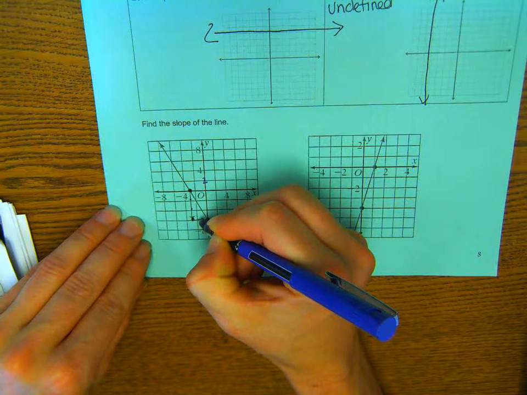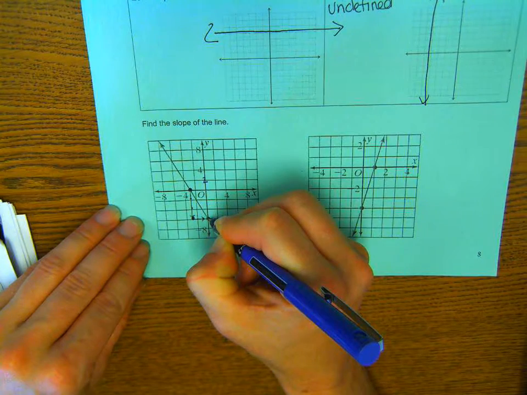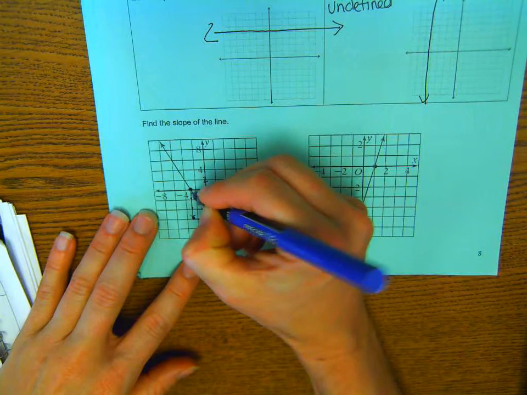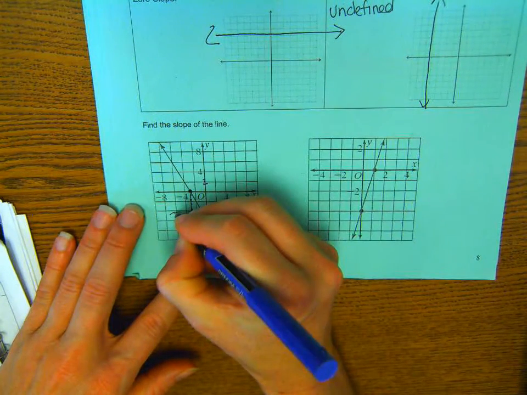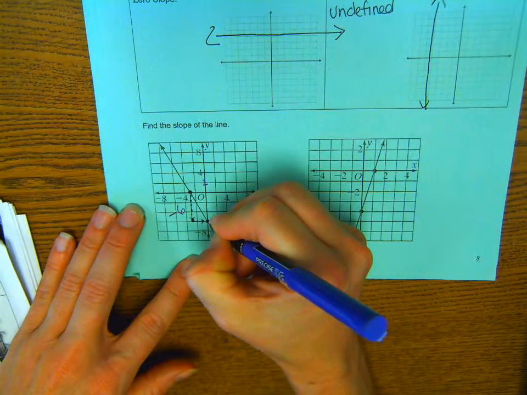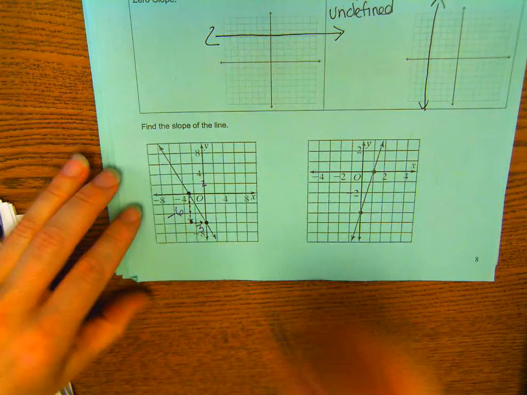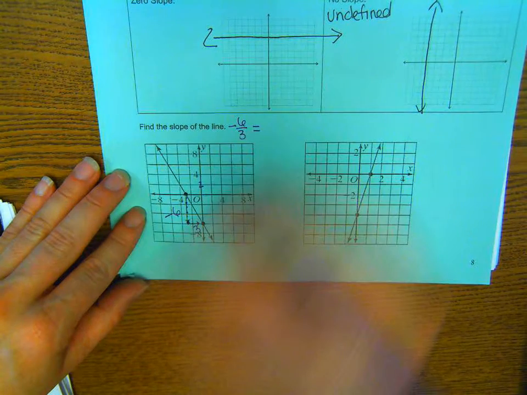If it's going by 2's, that means it's like a 1, 2, 3, 4, 5, 6, down 6, over 1, 2, 3. So what's the rise over the run then? Negative 6 over 3, which we can reduce to negative 2, or negative 2 over 1, or negative 2.